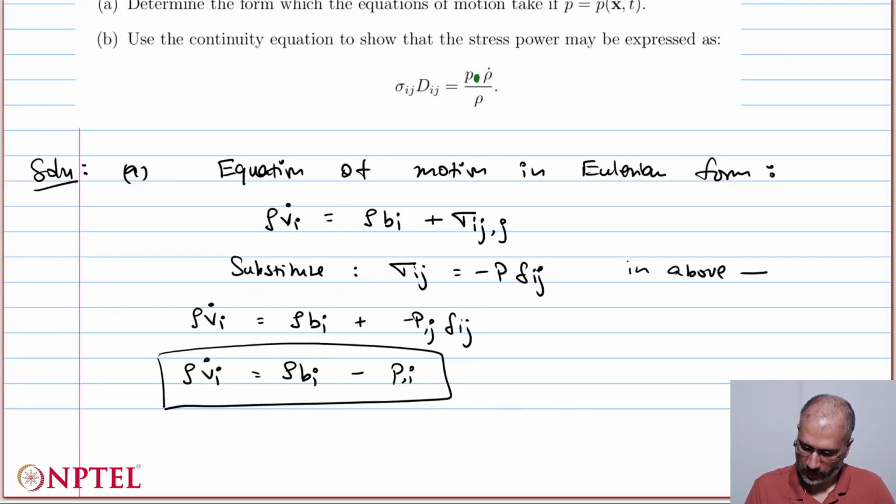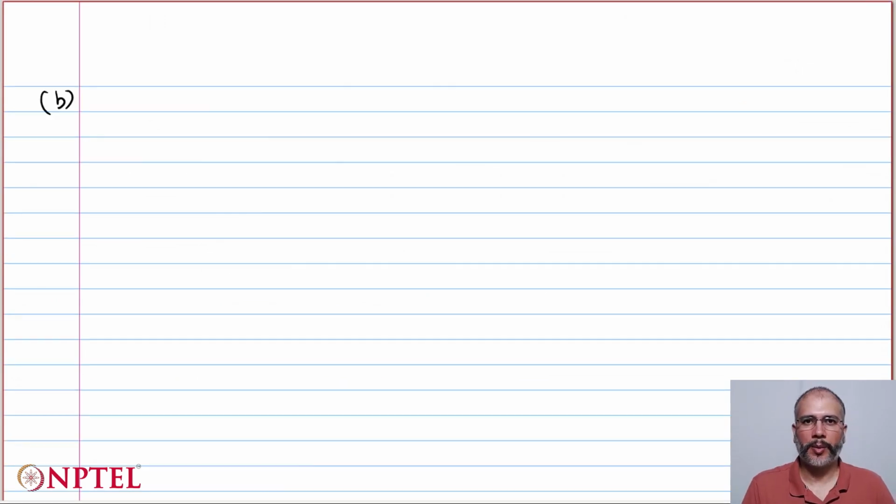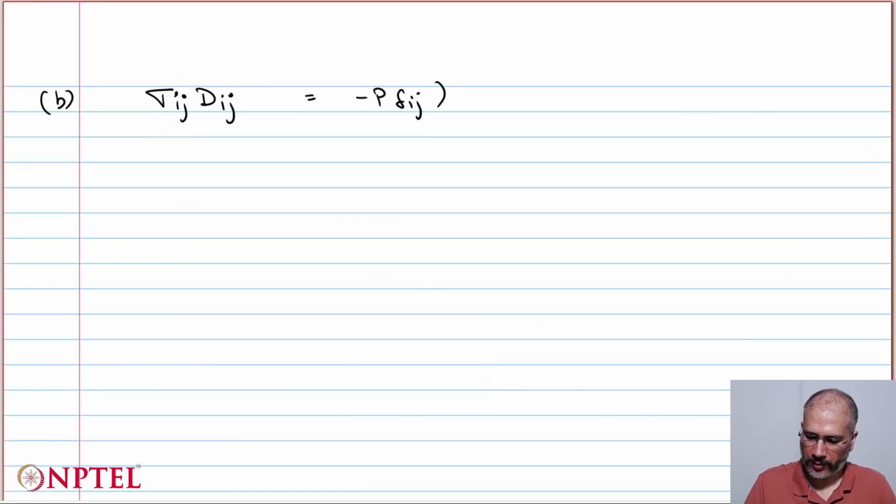So this is our equation of motion for the condition where our stress tensor is isotropic, and this v_i dot, by the way, is the acceleration field a_i. Now in part B, we have to find the stress work sigma_ij d_ij. So sigma_ij is minus p times delta_ij, and d_ij is defined as half of v_i,j plus v_j,i.